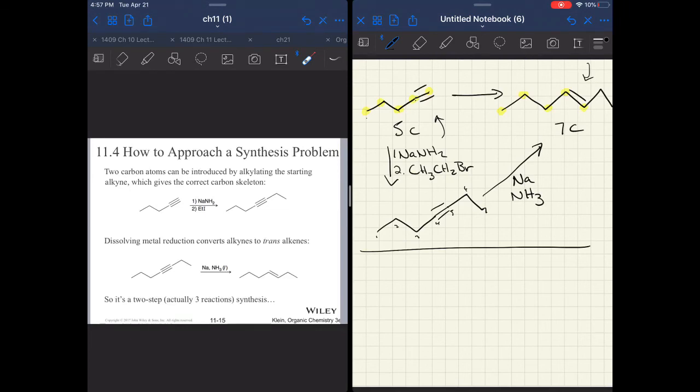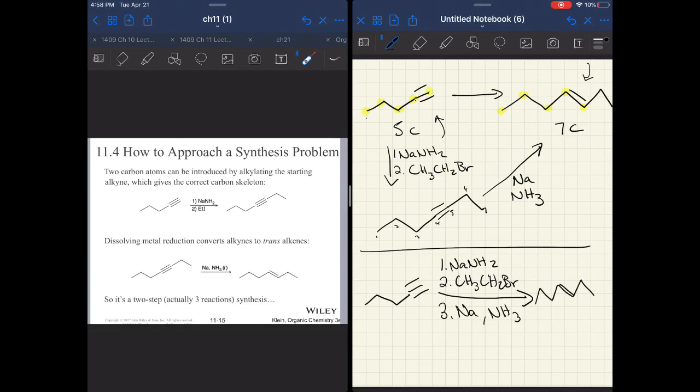We did. You can also write multi-step solutions on one arrow, where it would be NaNH2, followed by CH3CH2Br, followed by the reduction. And then that, I'm going to draw it really small here. 1, 2, 3, 4, 5, 6, 7. There it is. You can draw it like that. I don't suggest turning in work this way.